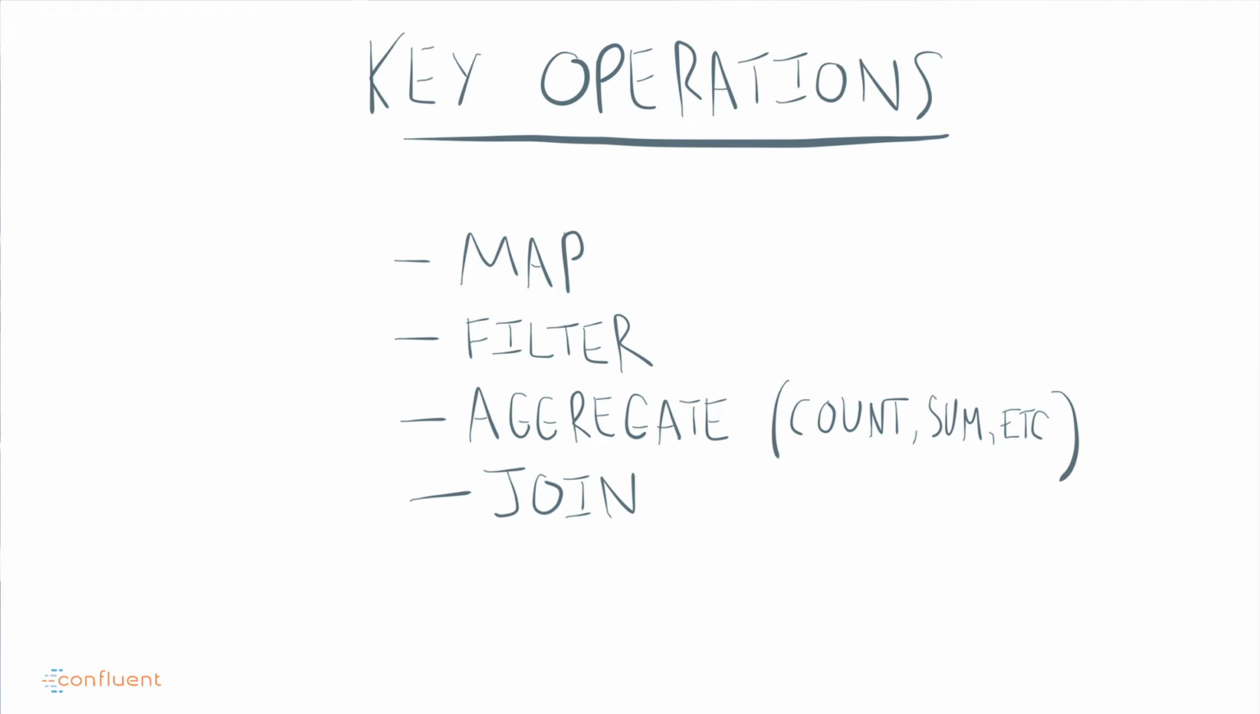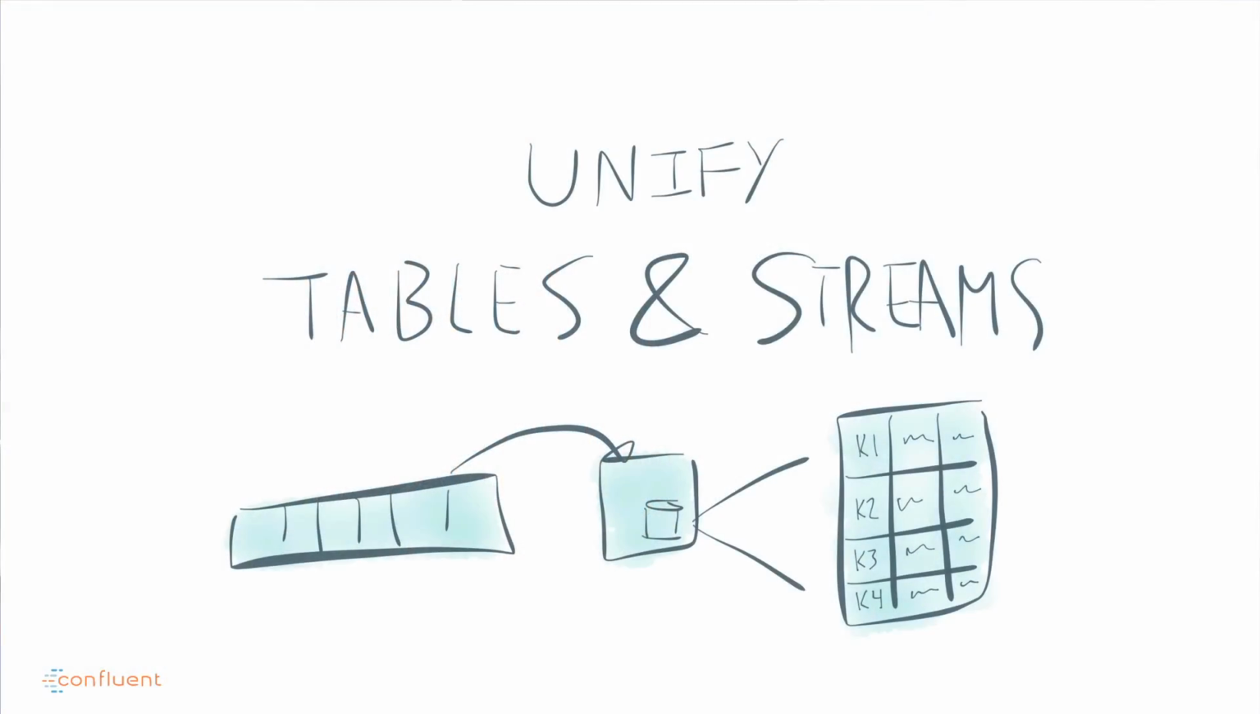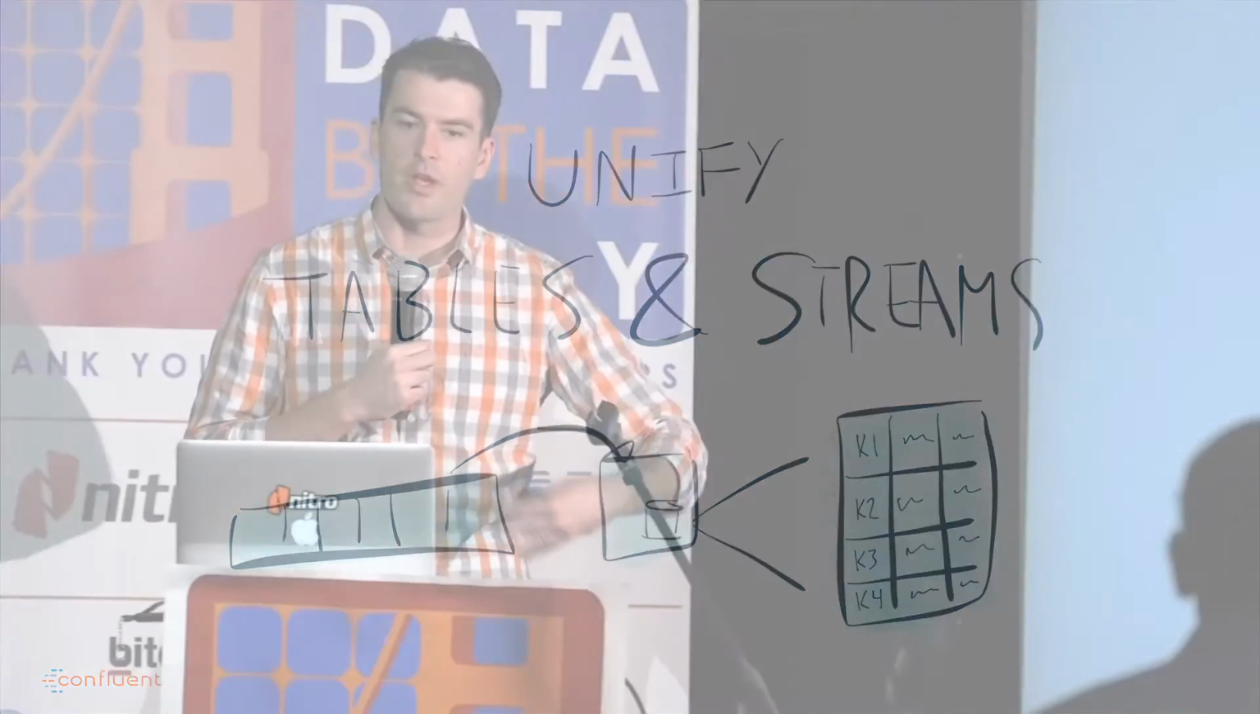It gives you the key operations you would expect. You can take a stream and transform it. You can filter items. You can aggregate, meaning like count or sum or whatever. And you can join streams together. And then most importantly, it extends this not just to streams, but also to tables as well. So I talked about that notion that you could think of a table as a stream of changes, a kind of change log. And what Kafka Streams is going to let you do is actually process those change logs.